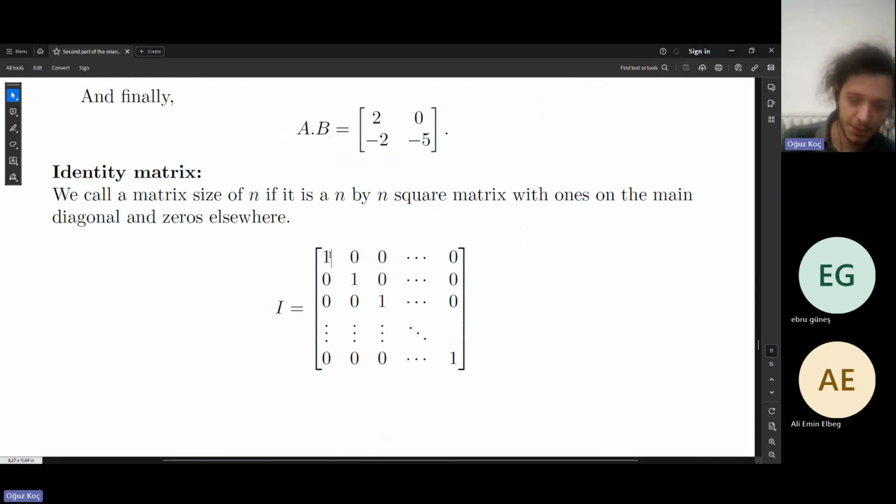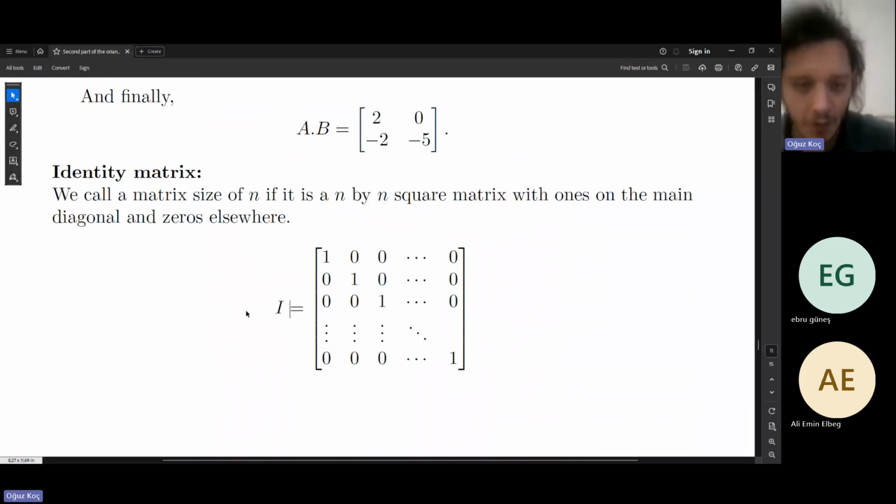Just this area creates the 2 by 2 identity matrix. This area creates the 3 by 3 matrix here. And this is the n times n identity matrix here. We denote it as a capital I. It corresponds to the identity matrix. It's actually similar to the multiplication operator one.